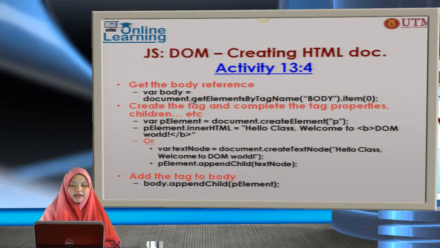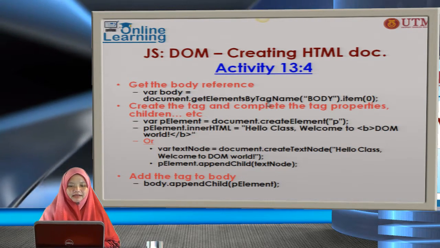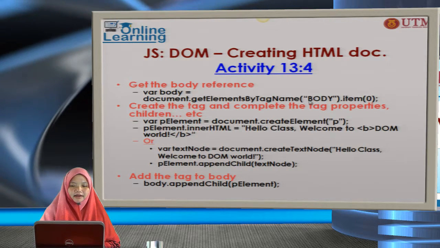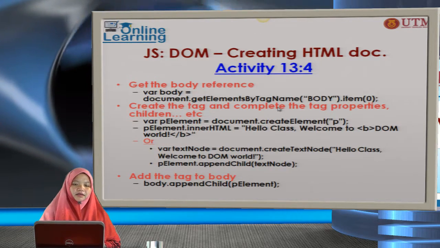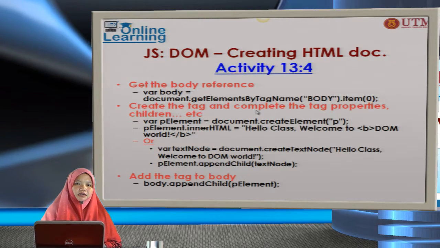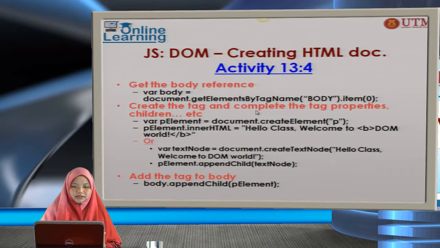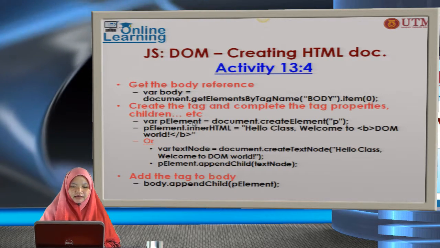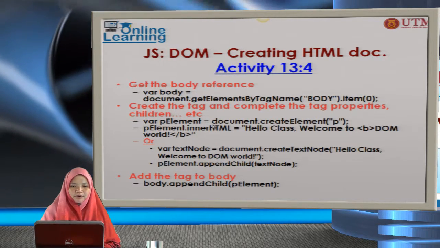Var body, and then you call document.getElementsByTagName, name is body, right? And then .item. And the next one is how to create the text and complete the text properties, including children and others, right? So you can see here, this is how you implement it.